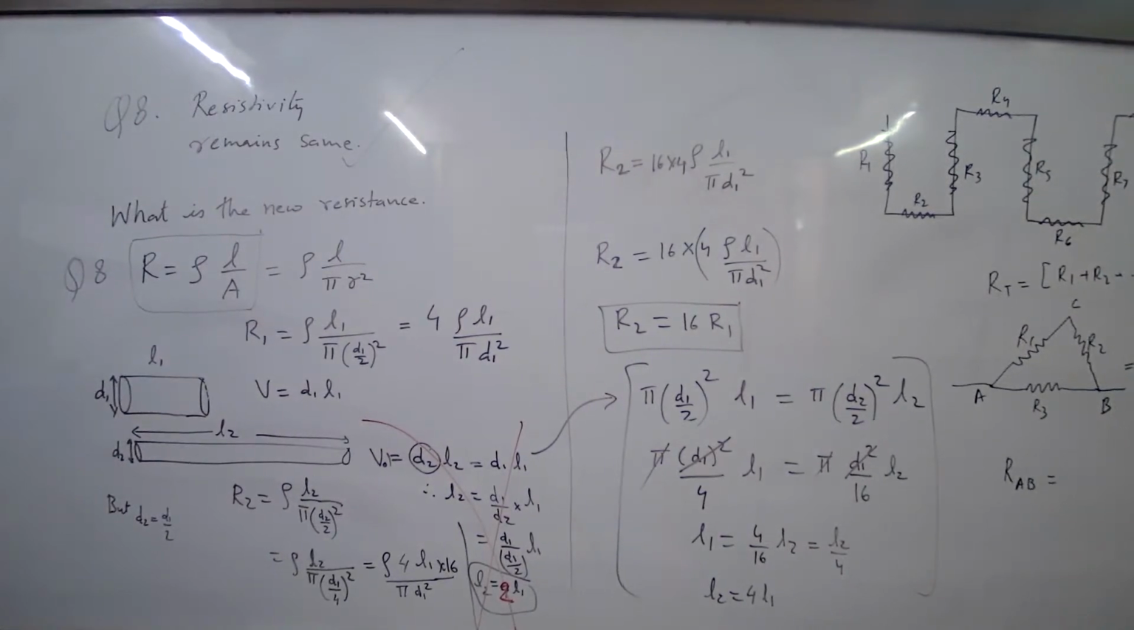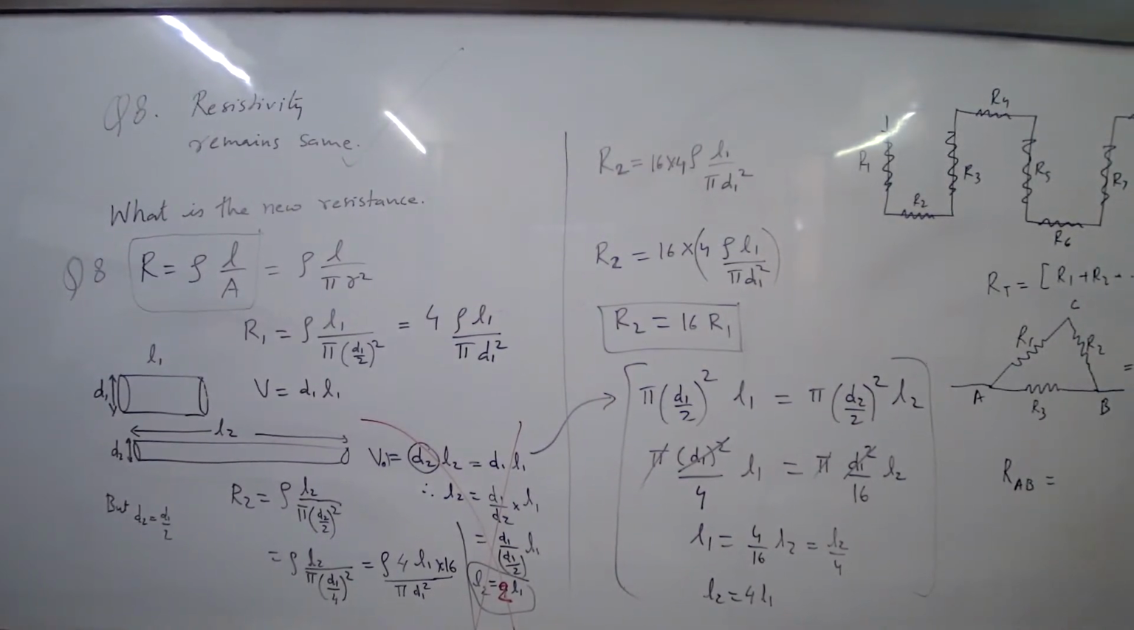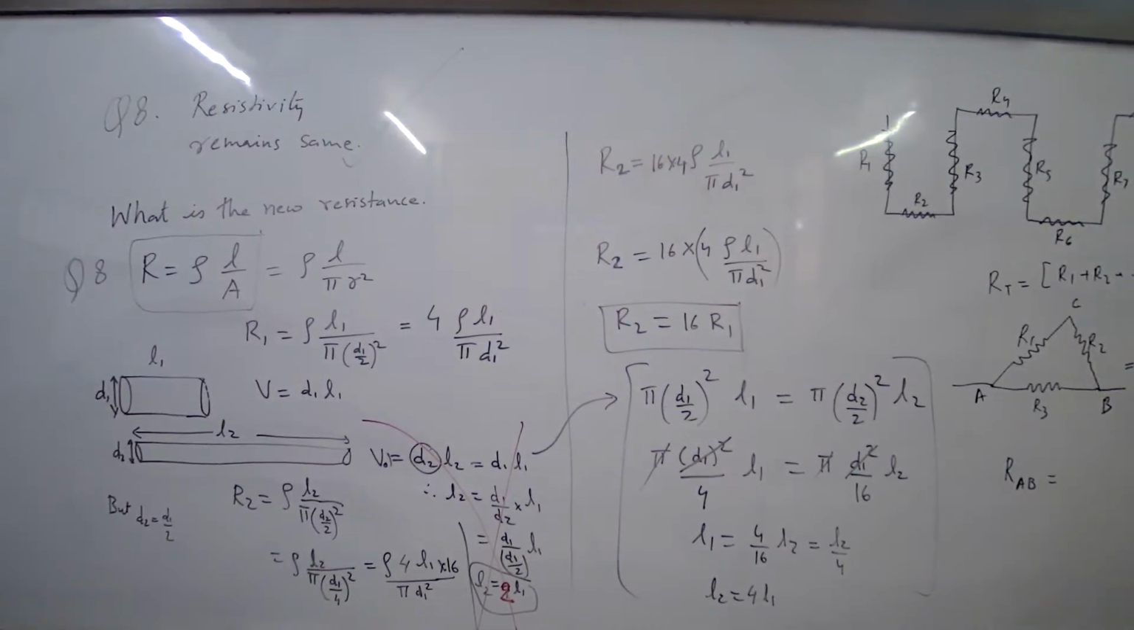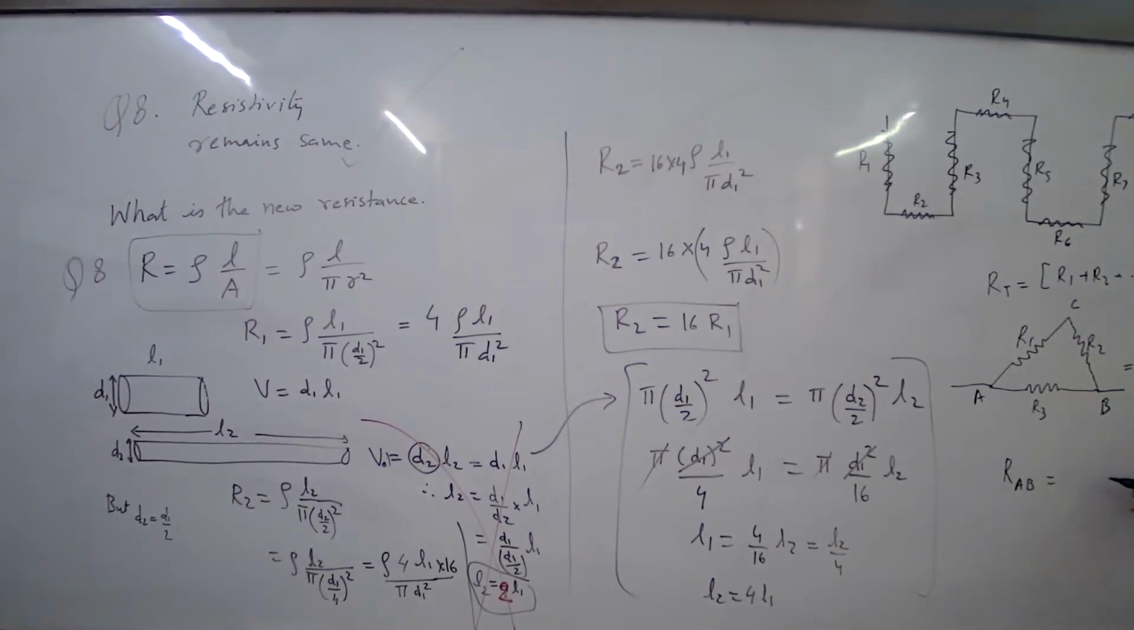Is that clear? So R1, R2 is in series. Then the answer of R1, R2 is in parallel with R3. So what is the resistance in this case? RAB is equal to R1 plus R2, in parallel with R3. This is the answer. R1, R2 in series, then their answer is in parallel with R3.